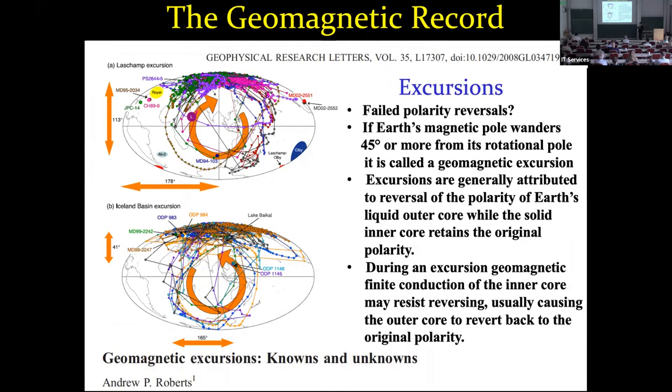And this is going to be, well, important a bit later on. So we're primarily up here, and then the Earth's magnetic pole wanders. If it wanders 45 degrees or more from its rotational pole, apparently it's called a geomagnetic excursion. I don't know whether this is the case or not, but they're generally attributed to reversal of the polarity of the Earth's liquid outer core. So you manage to reverse the magnetic field in the liquid outer core, but you don't quite manage to reverse it in the solid inner core. So you try to have a reversal, and then you go back. So just bear in mind that these things happen. We have reversals and we have excursions.